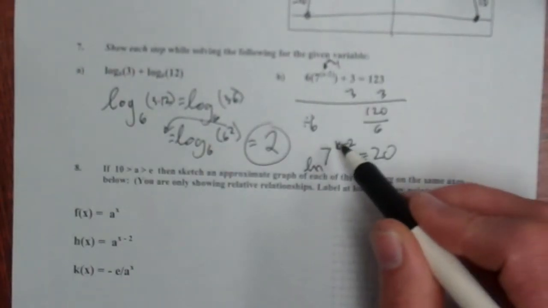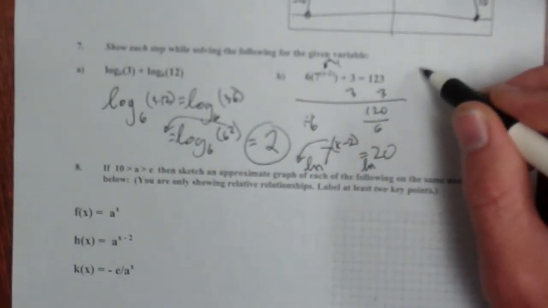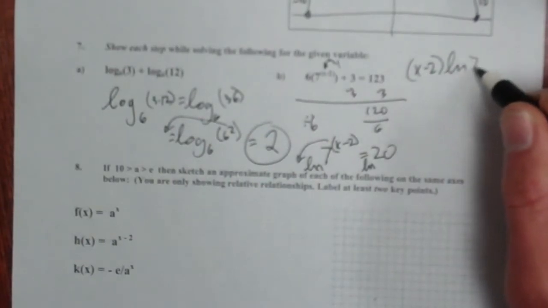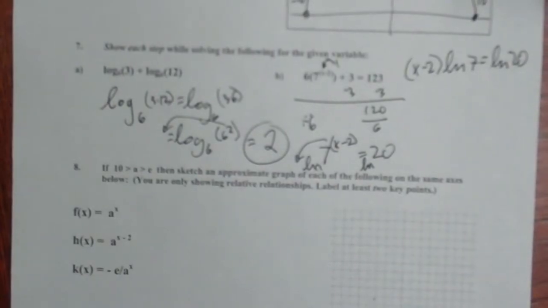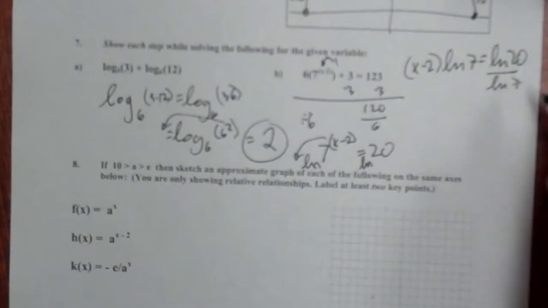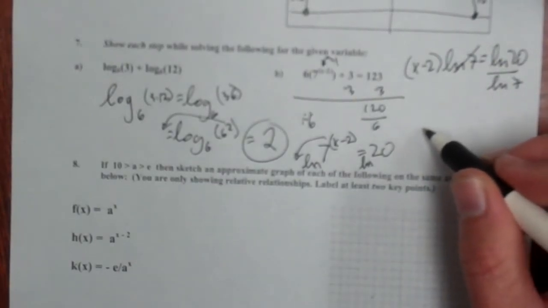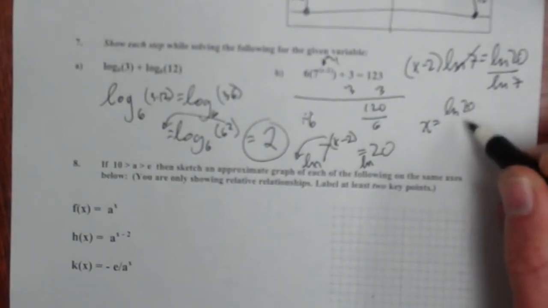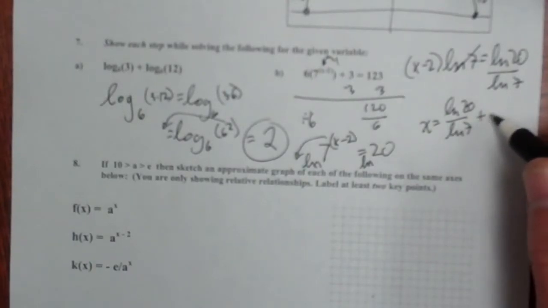When I do that, this x minus 2 comes out front. Alright? So I get x minus 2 out in front times the ln of 7. That's going to be equal to the ln of 20. And after that, it's pretty simple algebra. I divide both sides by ln of 7, and that will cancel. And then I add 2. So x then is equal to the ln of 20 over the ln of 7 plus 2.